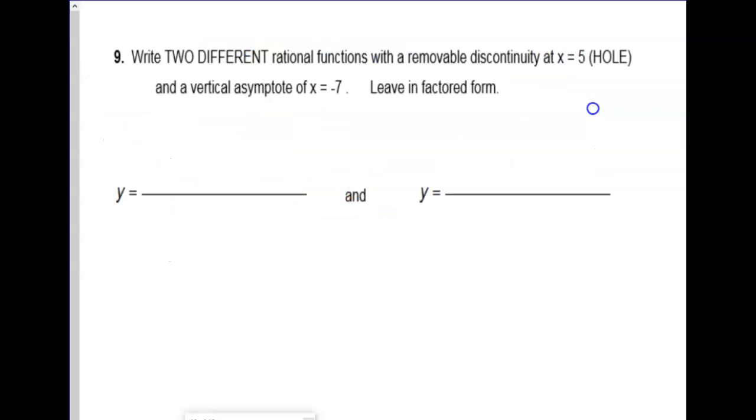This one's a little open-ended. You guys are not going to graph anything. You're going to write me an equation that has a removable discontinuity at x equals 5, so a hole, and a vertical asymptote at x equals -7.